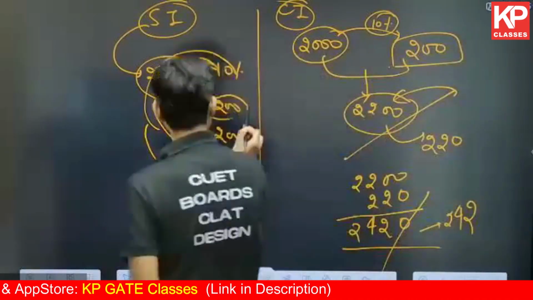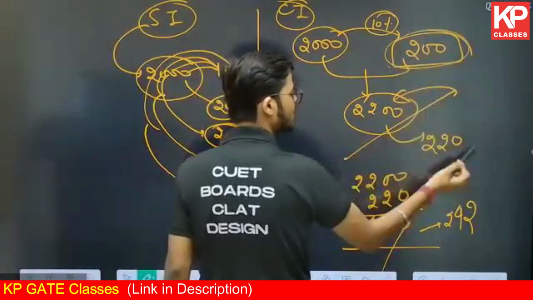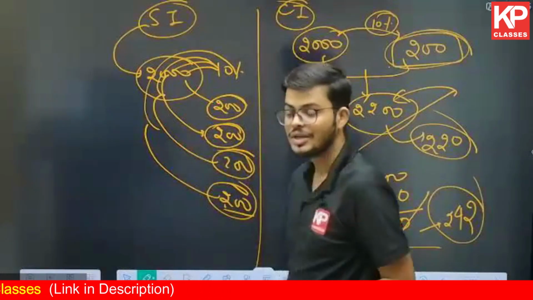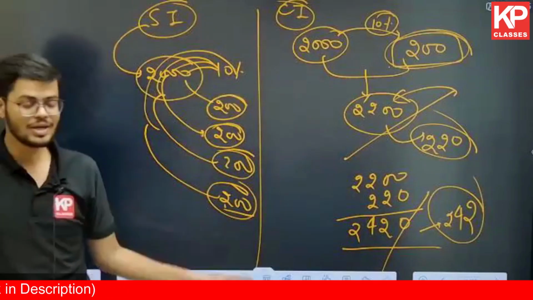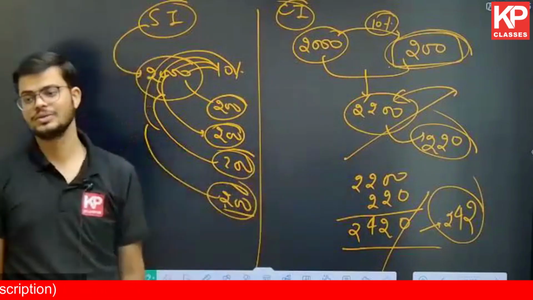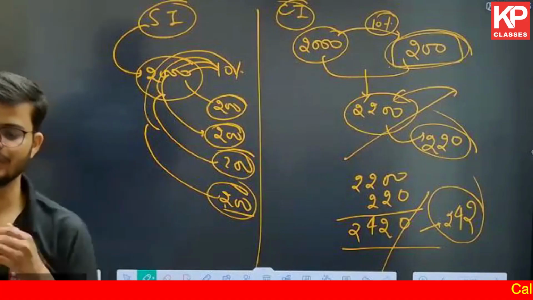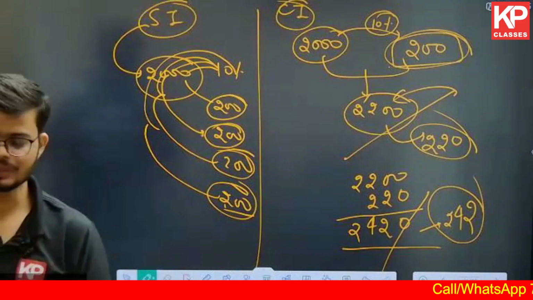Here each and every year you are getting 200, 200, 200, 200. But here in the first year you got 200, in the second year you got 220, in the third year you got 242. That means your interest is increasing year by year because here you are getting interest on interest also. But all these examples are completely an application of percentage only.